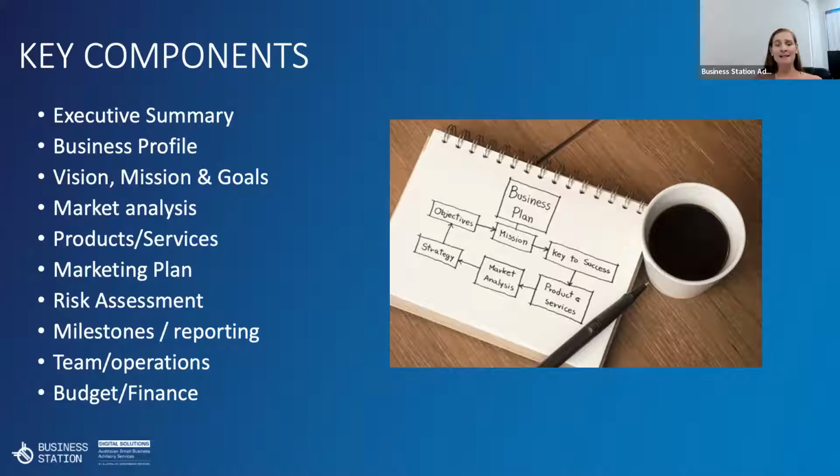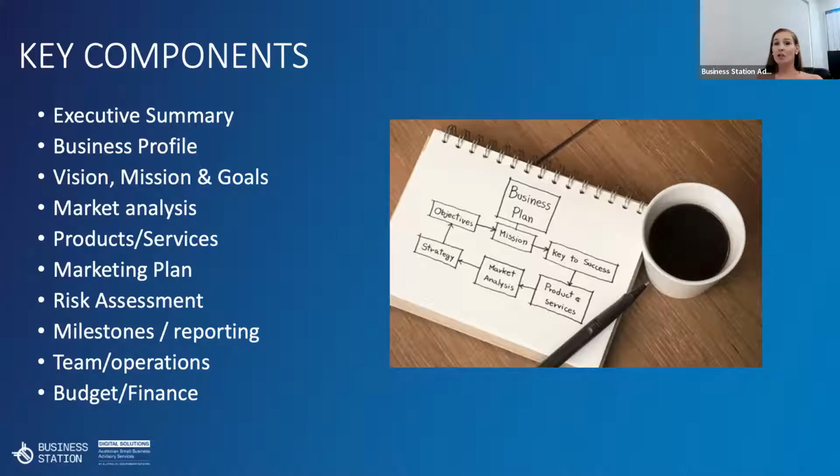Your market analysis is really important. Here you'll describe your target market, as well as looking at the competition, and examining what you know internally about the market or your past customers if you're an existing business, but also research on the market behaviours, anything you can really determine about who your target market is and really define who your target market is.